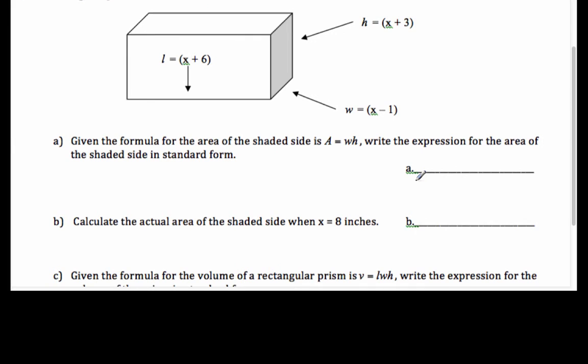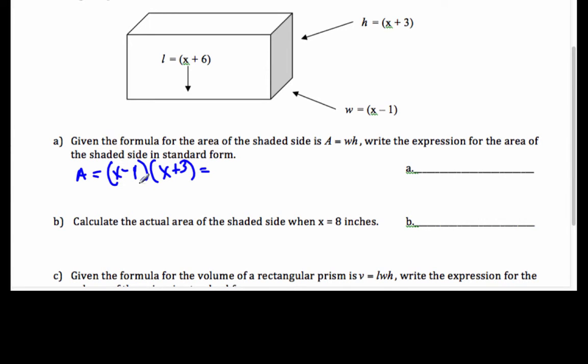So the first part of this question asks, given the formula for the area, which is A equals width times the height, because we're looking for the shaded part, write an expression for the area of the shaded side in standard form. All right, so we just got to go through and we just got to multiply. So I'm going to come down here. So area is equal to my width, which is x minus 1. And then my height, which is x plus 3.